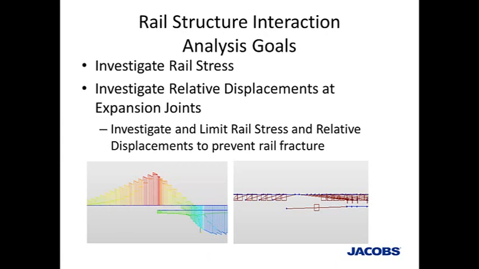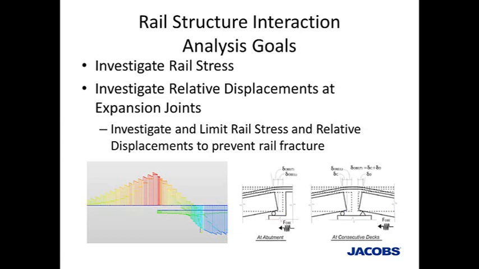The goal behind rail structure interaction is to analyze the relationship between the bridge and the rail. In this, we'll actually model the rail as it transitions from the approach embankment across the structure onto the embankment. And the goal is to get axial rail stress along the bridge, which we want to keep somewhere in the limits of 12 to 23 KSI based on the structure type and load case. We also want to calculate relative displacements at the expansion joints. And that's what that looks like, basically the movement relative to a semi-fixed point.